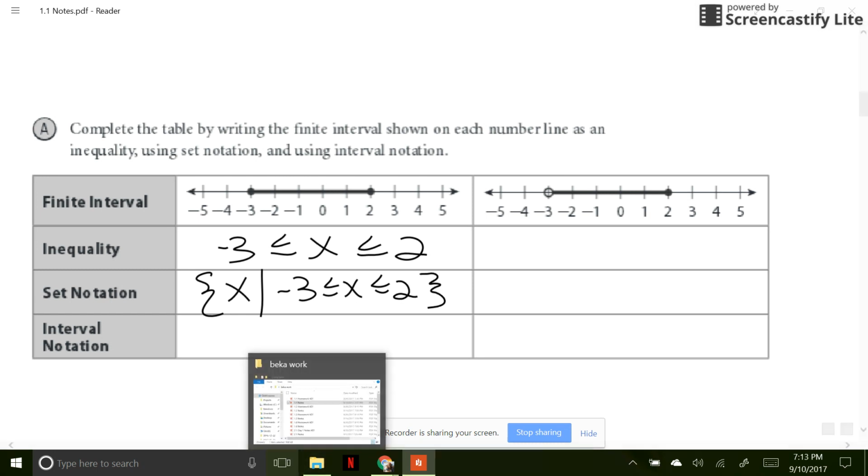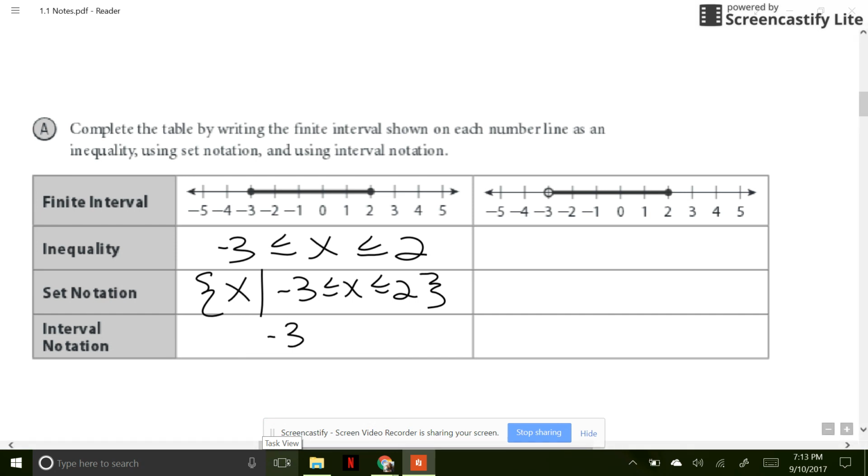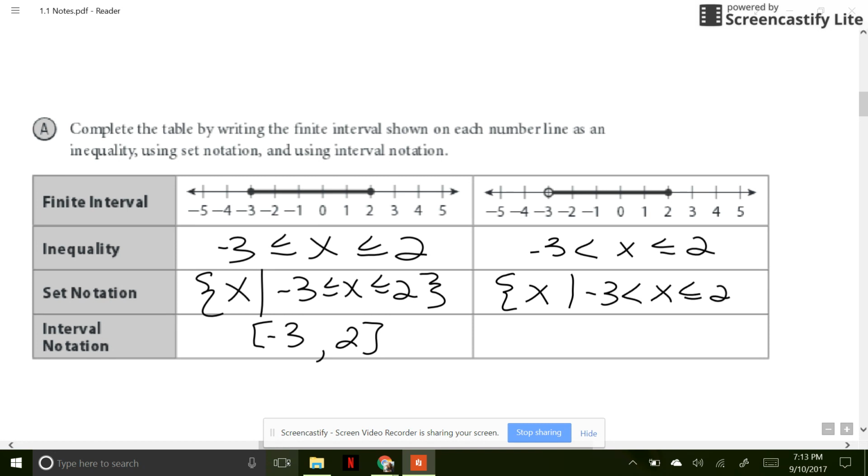In our interval, we take our smallest value, -3, and our largest value, 2. We are including both of those endpoints, so we put the square brackets. Similarly over here, this time we're not including the -3, so we'll just be less than. We are still including that 2. As an inequality, all x such that -3 is less than x, which is less than or equal to 2. And again, this time we're not including that -3, so we have to use the parentheses instead of the square bracket.